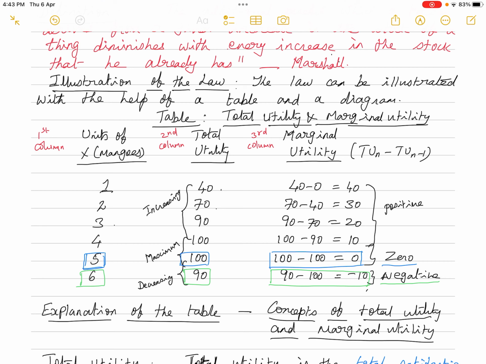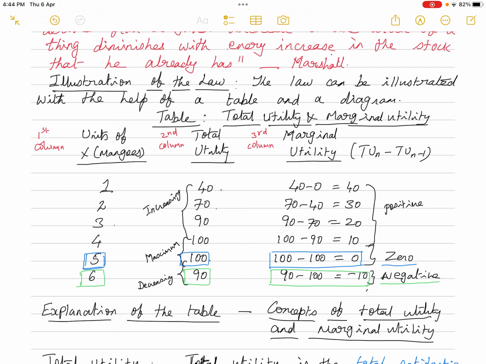So now what we are observing here, as far as the total utility is concerned, 40, 70, 90, and then the fifth mango is also giving him the same level of satisfaction, 100. Okay, that means the total satisfaction has remained constant. So marginal satisfaction has become 10. So up to 4 mangoes, the total satisfaction is increasing. That is from 40, 70, 90 and 100.